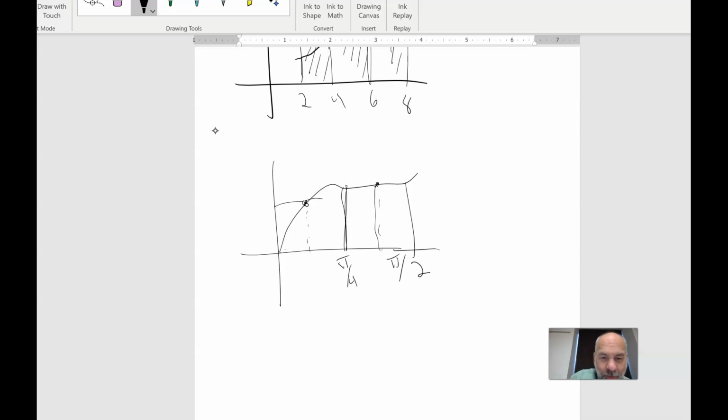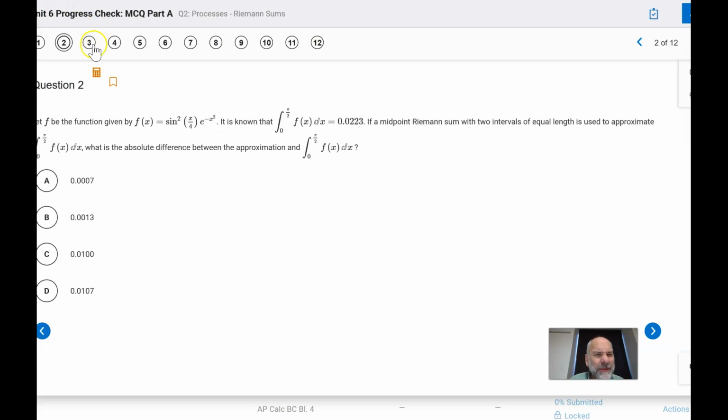Remember, you'll be making rectangles here. The base of the first one will be pi over 4, and the height you'll have to figure out, and then same for the second rectangle. The base is pi over 4 and the height is whatever the height is. Cool. Next one. I have to go a little bit faster, I think.